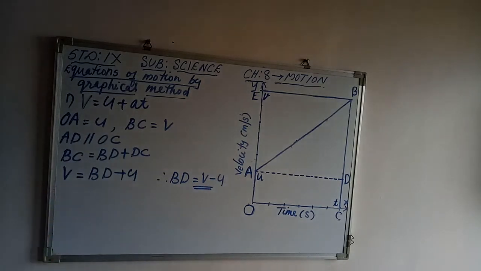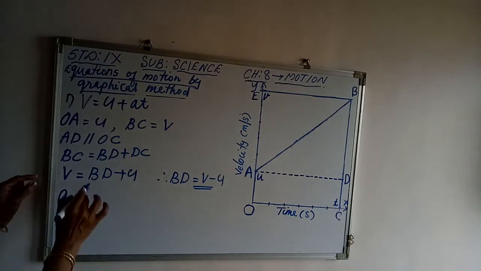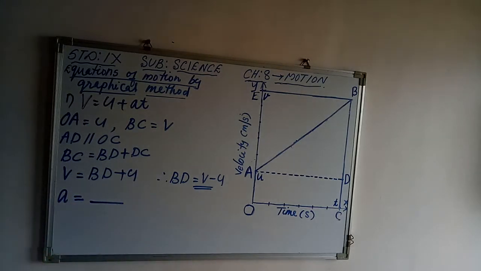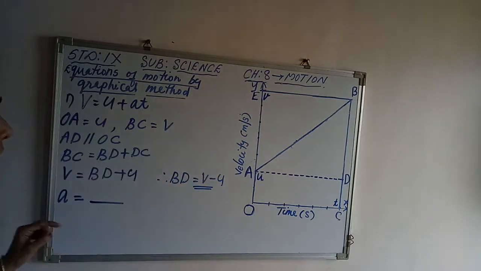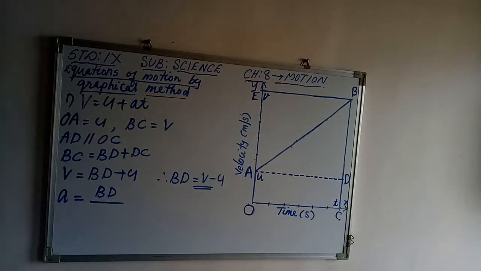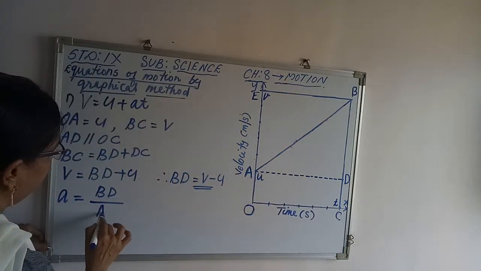Then what is BD? BD is the change in velocity for the time t. Then we know how to calculate acceleration. Acceleration is equal to change in velocity upon time. So acceleration we denote with the letter A. Acceleration A is equal to change in velocity upon time. What is the change in velocity here? BD, isn't it? BD is the change in velocity, upon what is the time taken? That is AD, isn't it? AD is the time. So AD means OC.